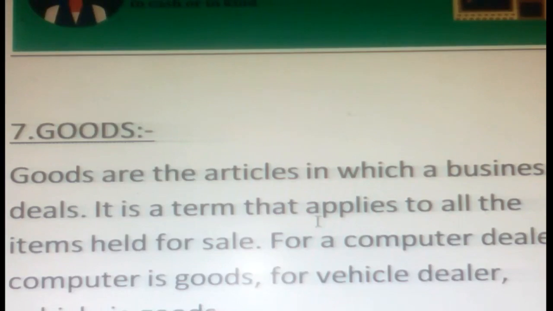For example, for a person dealing in computers, the computer is goods, not an asset, correct? Suppose a person deals in vehicles, like car sales. The car is goods, not an asset for the company. That's where we should be very careful. Goods means the products the business is going to deal in, correct?